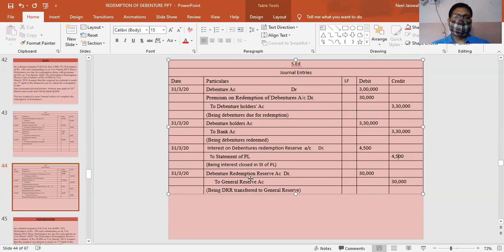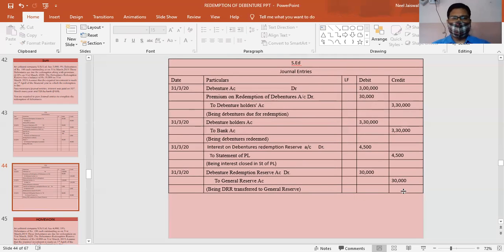Then last but not the least, we should not forget to close the debenture redemption reserve, because then that will become free profit to be distributed among the partners, to be distributed among the shareholders. To make it a free profit, free reserve, debenture redemption reserve to general reserve. 30,000, 30,000. Clear? So we have closed it. 31st 3, 2020, DRR to general reserve. 30,000, 30,000.